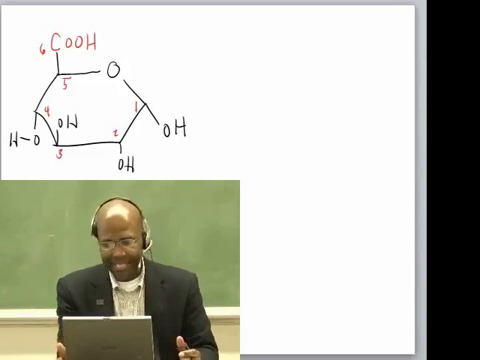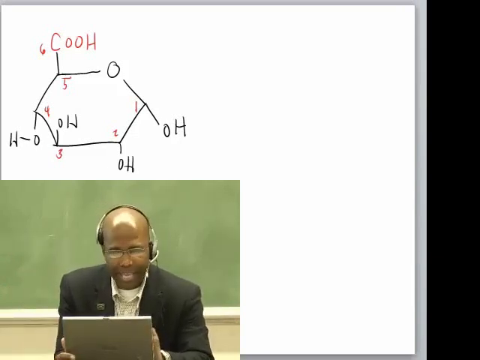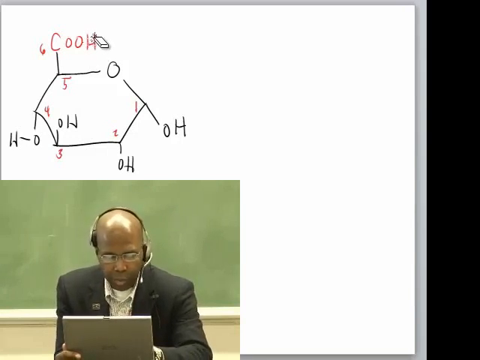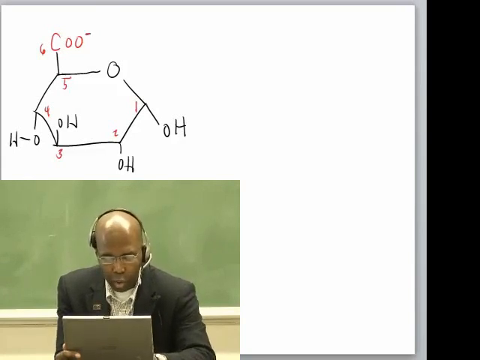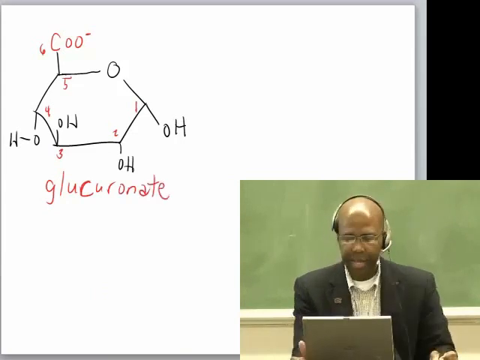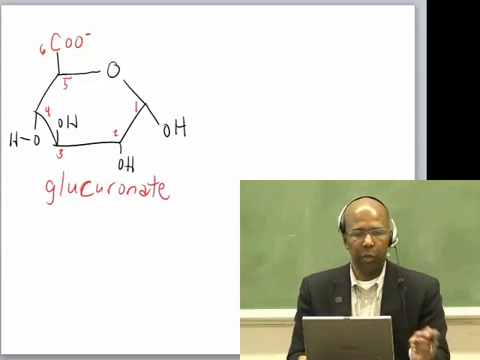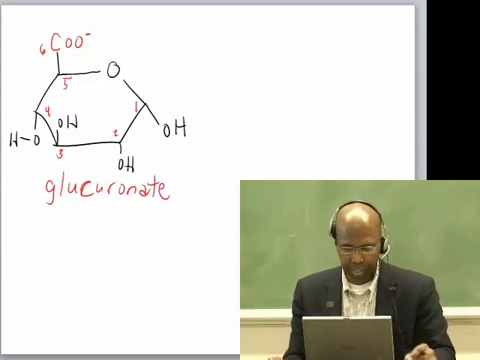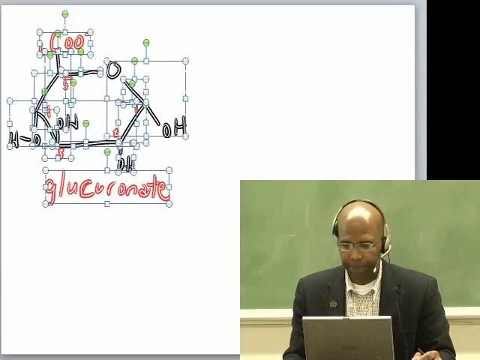Exactly, uronic acid. So this would be glucuronic acid, but we aren't going to have glucuronic acid. We're going to lose the proton, and we're going to have just its conjugate base. So this is no longer glucuronic acid. It's glucuronate. Okay, so what we're trying to do is create a disaccharide. It's going to be a repeating unit. So this is glucuronate. I'm going to make this a little smaller.